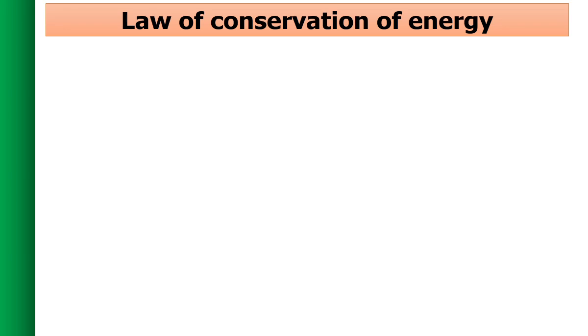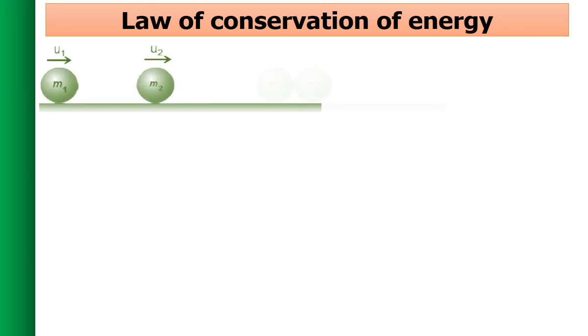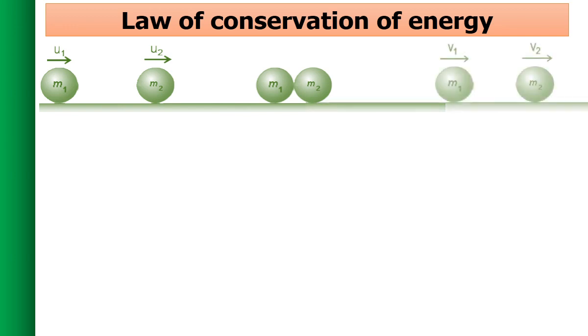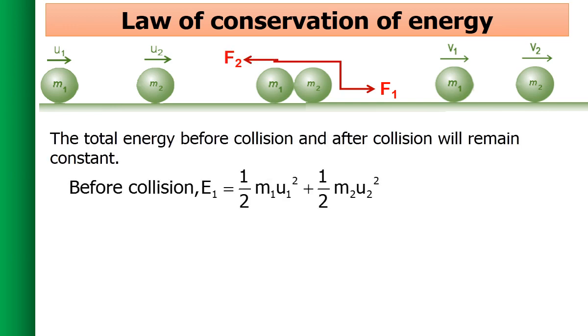Law of conservation of energy. Here you can see that two objects m1 and m2 collide with each other, and after collision their velocities become v1 and v2. The total energy before collision and after collision will remain constant. This is the conservation law of energy.